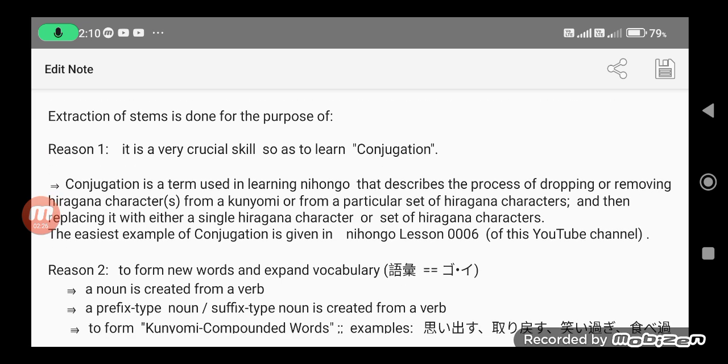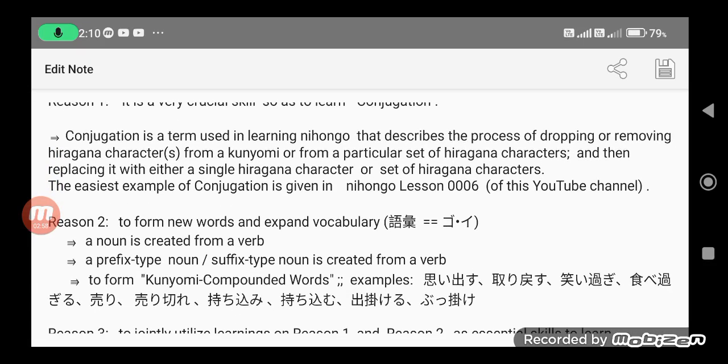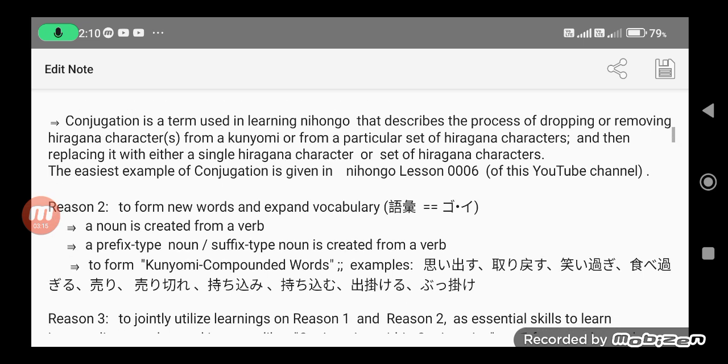Now, what is conjugation? Conjugation is a term used in learning nihongo that describes the process of dropping or removing hiragana characters from a kunyomi or from a particular set of hiragana characters and then replacing it with either a single hiragana character or a set of hiragana characters. The easiest example of conjugation is given in Nihongo lesson 006. If you can go back or make a quick browse of the Nihongo lesson 006 of this YouTube channel, that is the simplest example of conjugation.